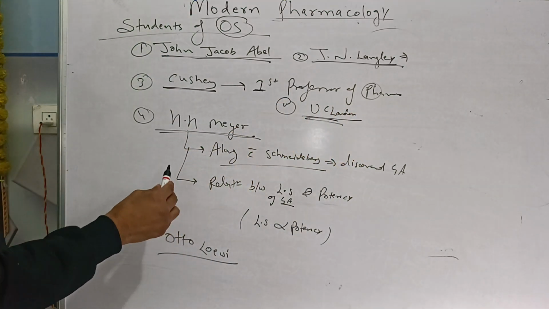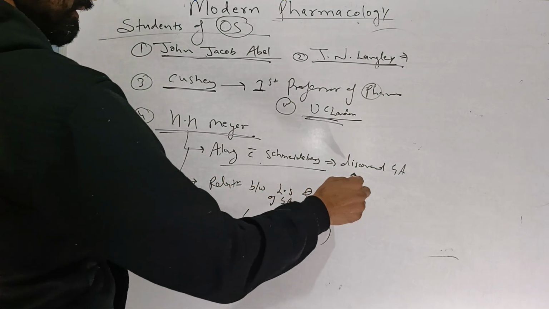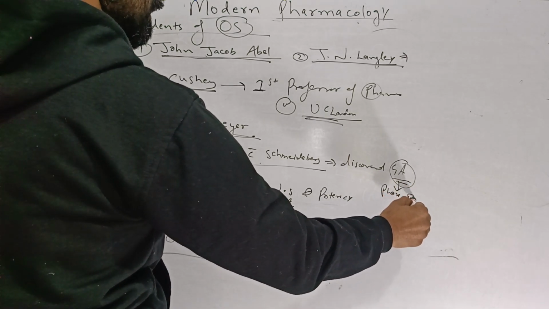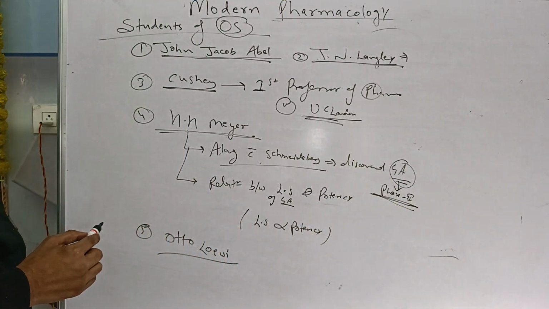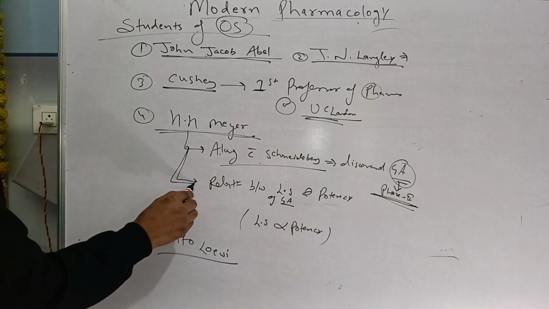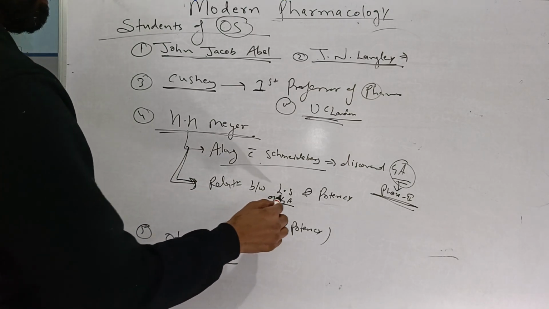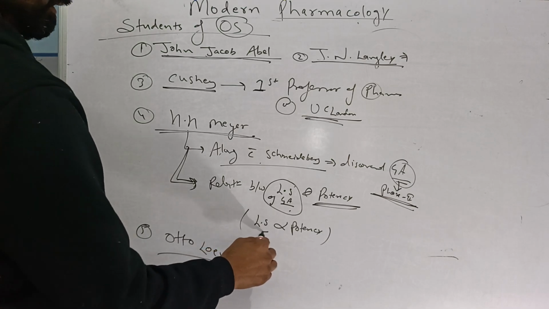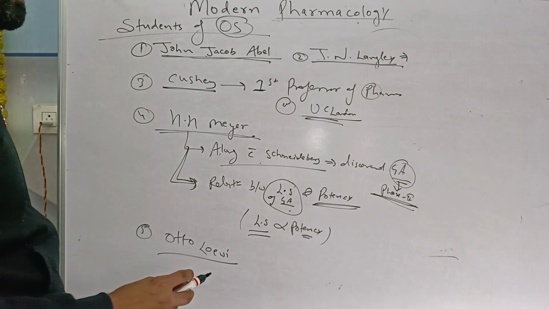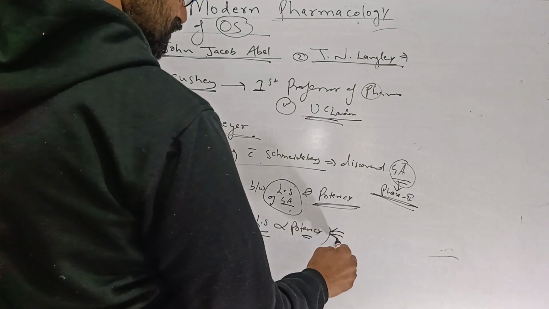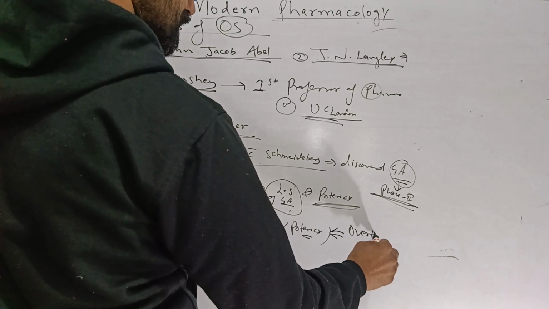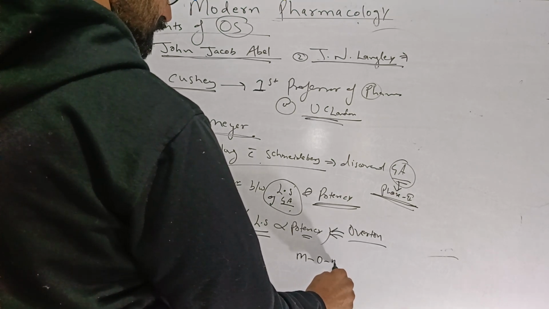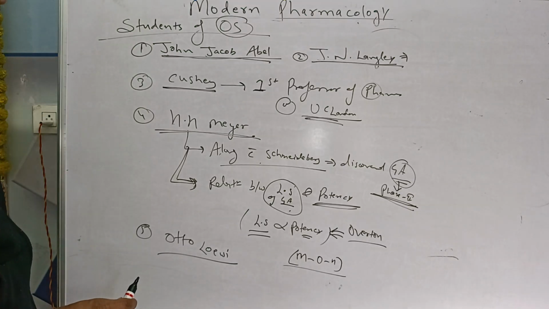Then H. Meyer, along with Schmiedeberg, discovered glucuronic acid. Now we know glucuronic acid is very important in phase 2 metabolism reactions of multiple drugs. Then he found a relationship between the lipid solubility of general anesthetics and potency. He concluded that lipid solubility is directly proportional to potency. Similar conclusions were given by Overton, and together this hypothesis is known as the Meyer-Overton hypothesis in general anesthesia.